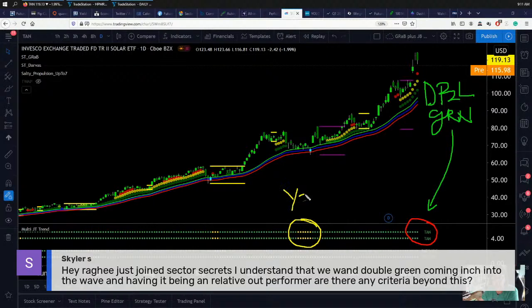However, there'll be times like this over here that I will be open to yellow entries. So the idea is to make sure that we're dealing with a market where the path of these resistance is to the upside. And look at all this green. Yeah, even on those temporary yellows, we're good to go. Yeah, so, but yes. So we understand we want double green coming into the wave. You got it, having it been relative outperform. Yeah, that's the main criteria, Skylar.